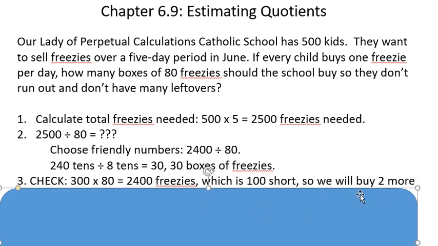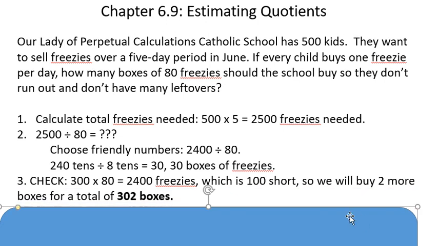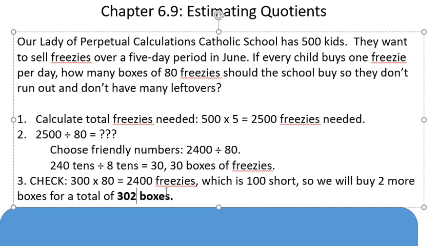So we've already done our checking. We are 100 freezies short. So if we buy one box, we won't get to 100. We have to buy two more. So we're going to buy our 30 boxes from up here and our 2 boxes from here. So that's 32 boxes of freezies.